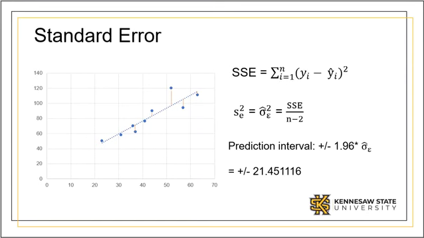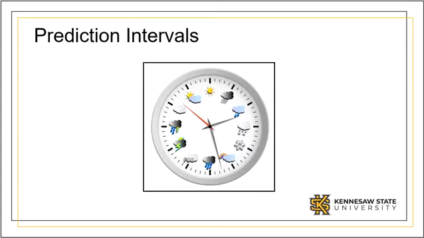For a 95% prediction interval, this means that at least 95% of all the values should fall between plus or minus 21.451116 of the line. A prediction interval is an estimate of an interval in which a future observation will fall with a certain probability. We assume that the observation has already been observed.